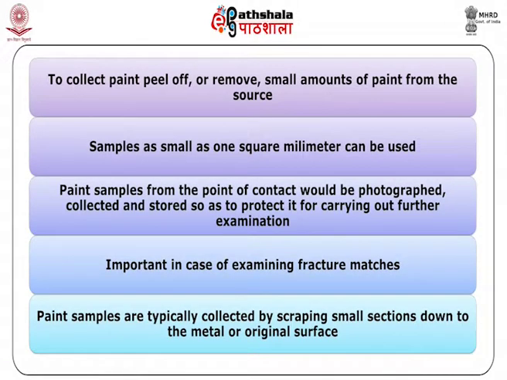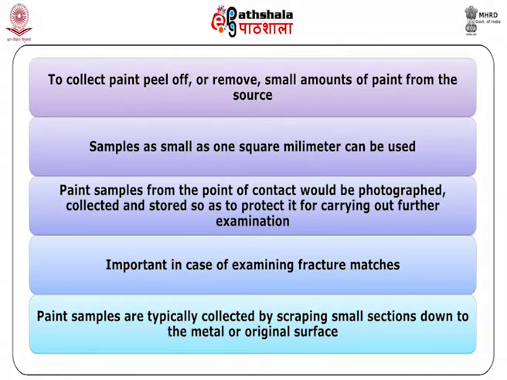Collection. To collect paint, peel off or remove small amounts of paint from the source, being careful to collect all layers. Samples as small as 1 square millimeter can be used for testing. For a car crash scene, paint samples from the point of contact would be photographed, collected, and stored in such a way as to protect them for further examination. This is particularly important in cases of examining fracture matches.